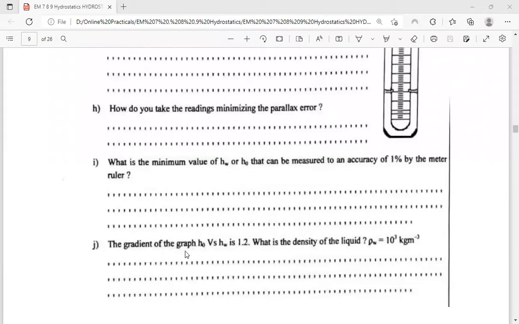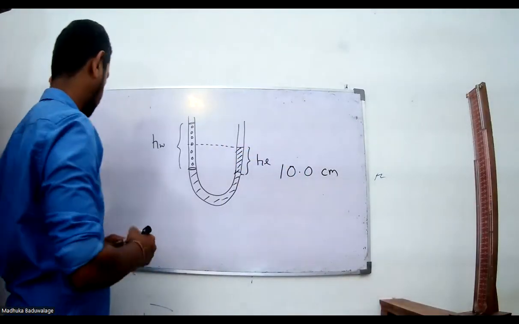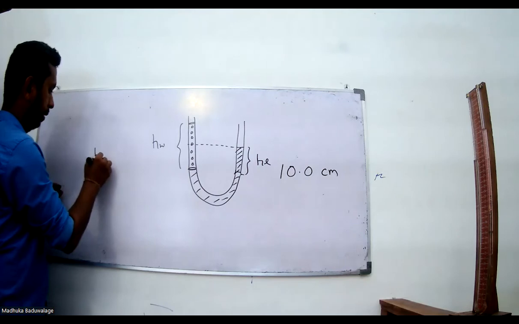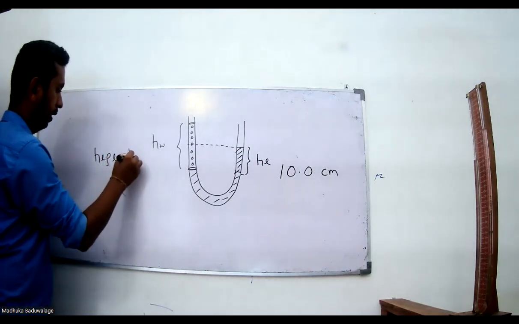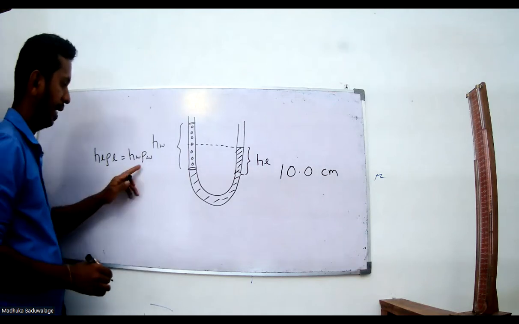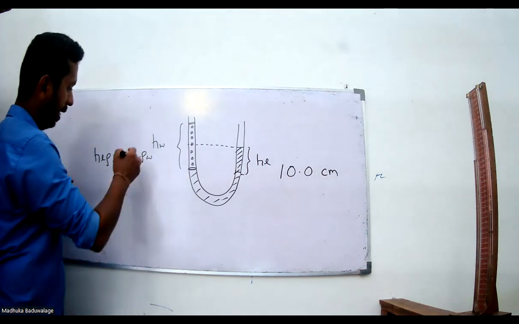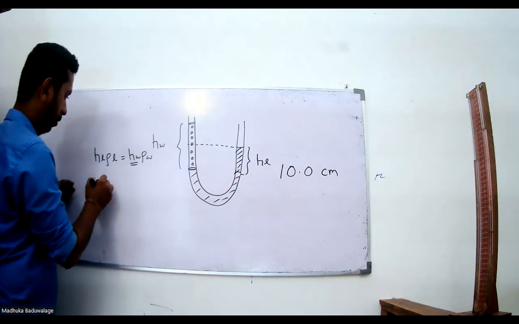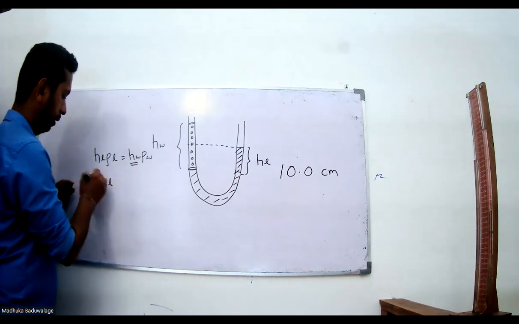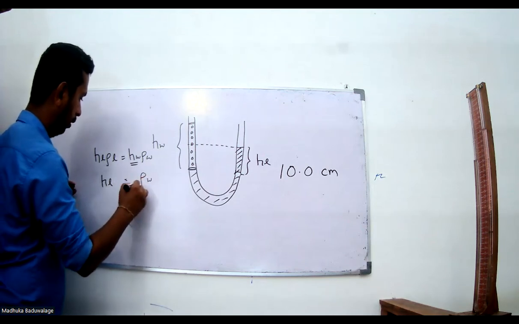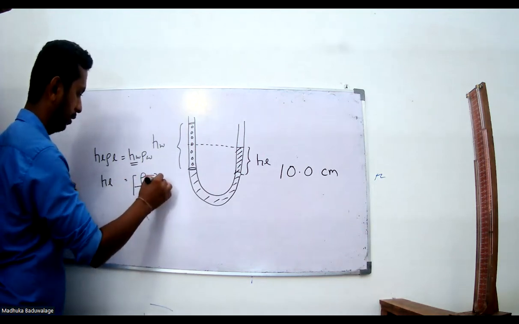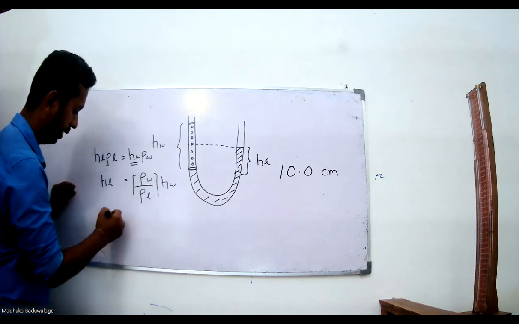The gradient of the graph of HL against HW is 1.2. What is the density of the liquid? They will ask the density of the liquid. In this experiment, HL ρL is equal to HW ρW. Here we have to change the height of the water column. So therefore, HL is the y-axis, and HL equals ρW over ρL into HW. So this is the gradient. They have mentioned the gradient is 1.2.